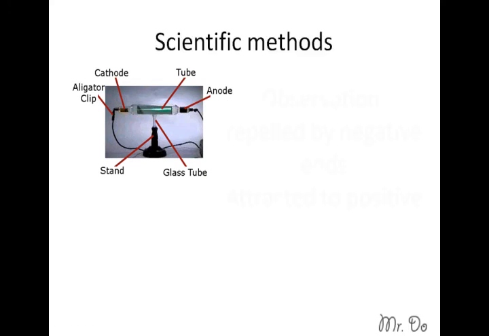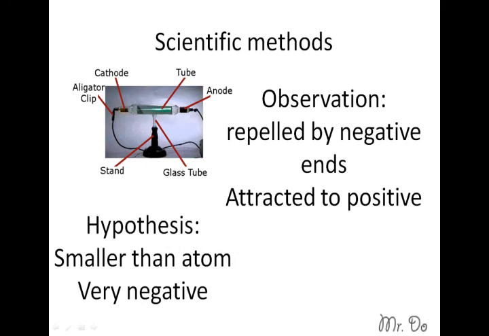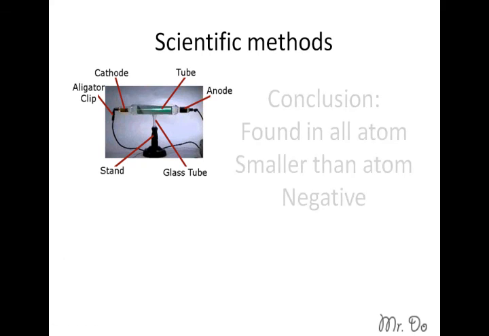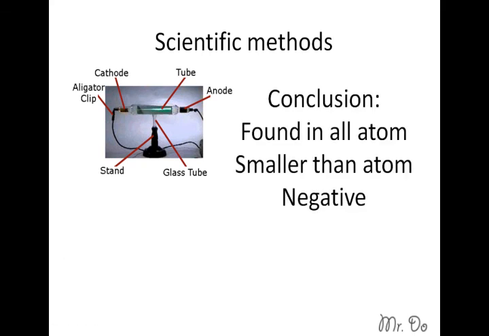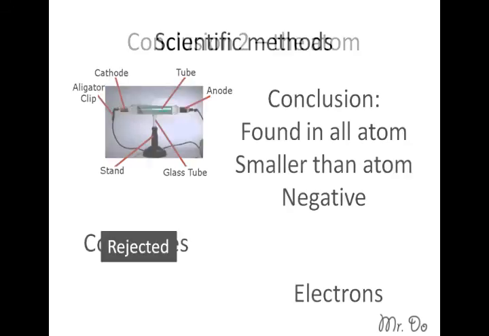So now what? He applied the scientific method. His observation was it's repelled by negative, so therefore it must be negative, and it's attracted to positive. Okay, we know that. His hypothesis is that it's lighter and smaller than the atom, and it's very negative. So his conclusion is that it's something found in all atoms, it must be smaller than an atom, and it's negative. He called this stuff corpuscle, but it was rejected, and people preferred the term electron.